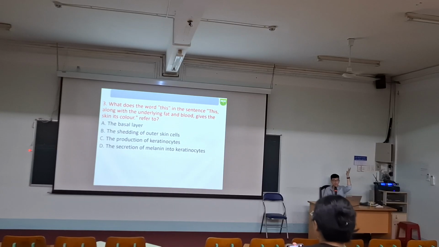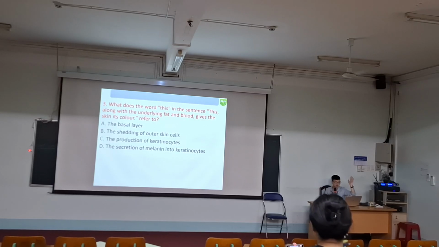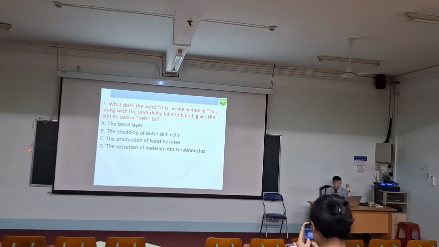Who chooses A, the basal layer? Who chooses B, the shedding of outer skin cells? C, production of keratinocytes. Or D, secretion of melanin into keratinocytes. The right answer is D.